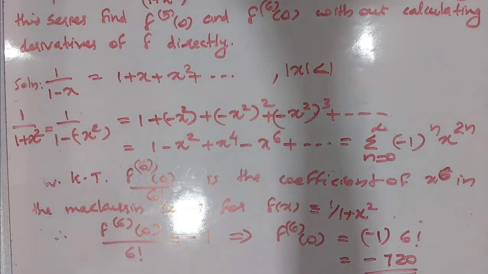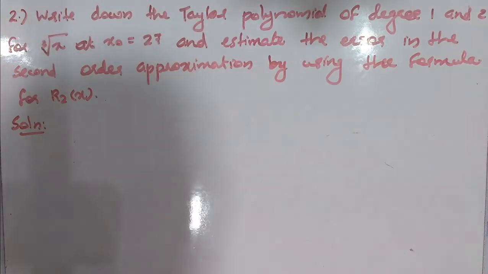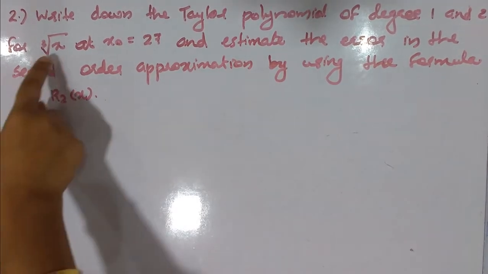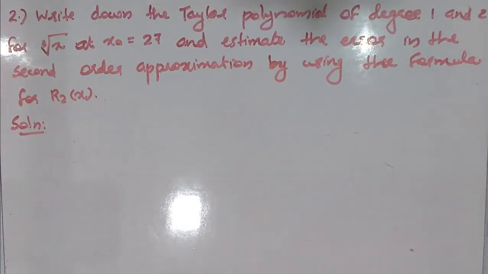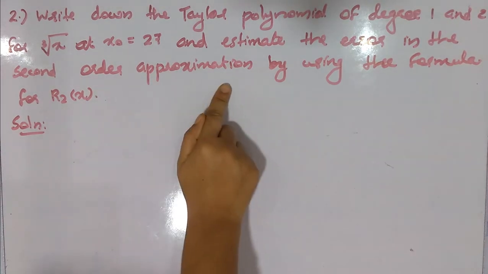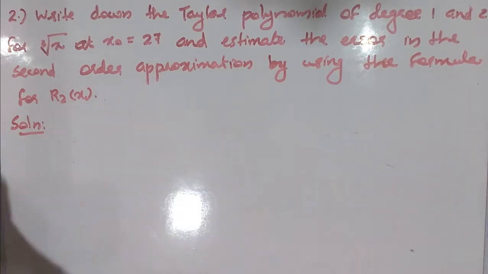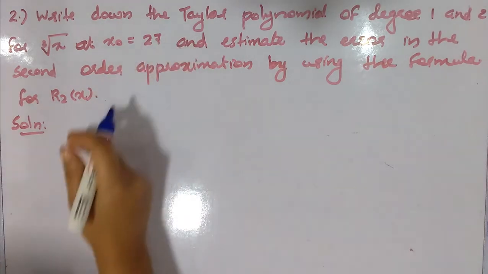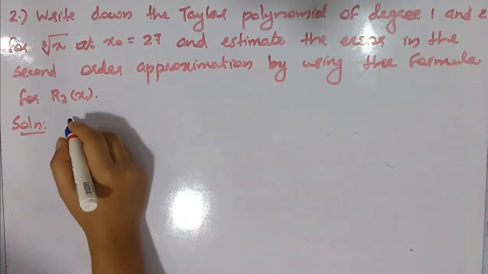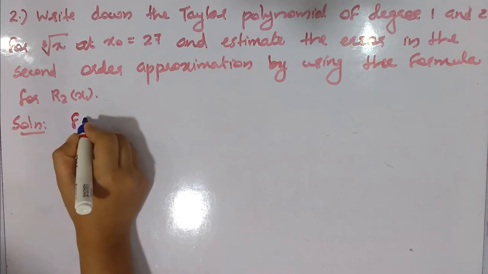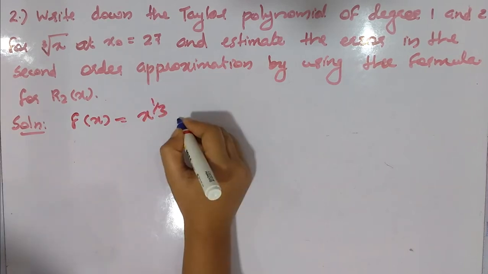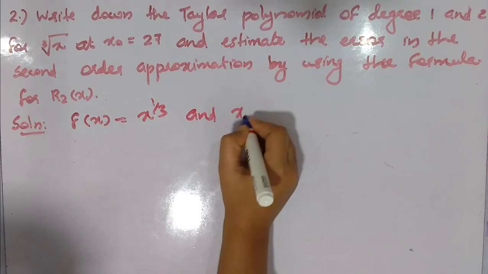Next question: write down the Taylor polynomial of degree 1 and 2 for cube root of x at x not equal to 27, and estimate the error in the second order approximation by using the formula for R2 of x. Here f of x equal to cube root of x, that is x raised to 1 by 3, and x not is 27.